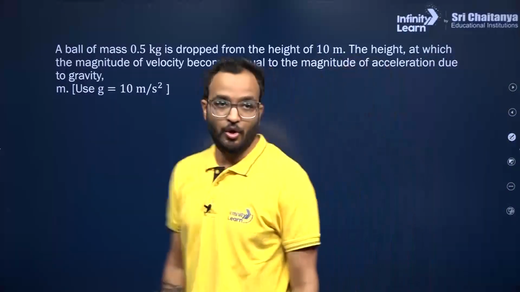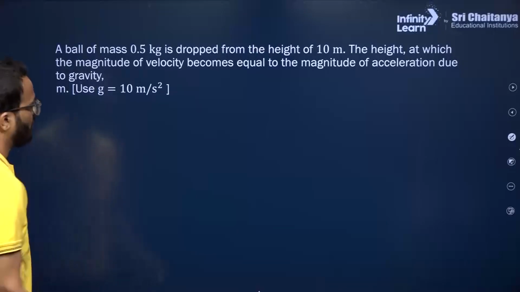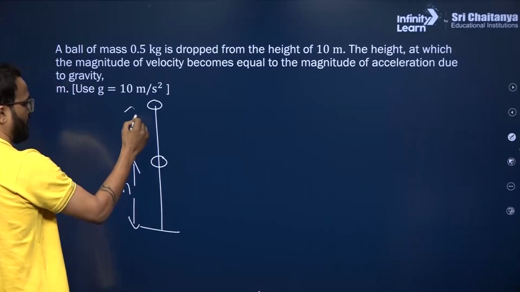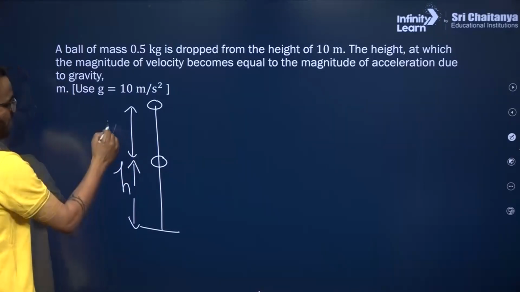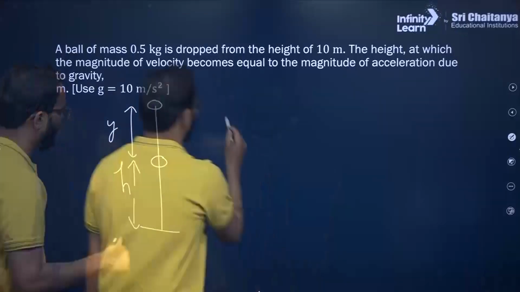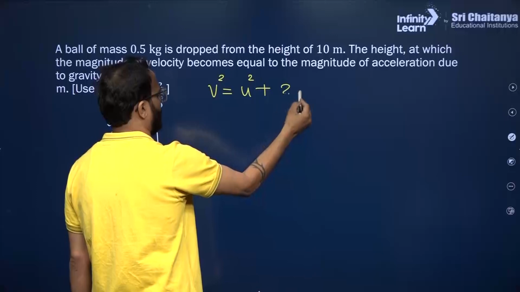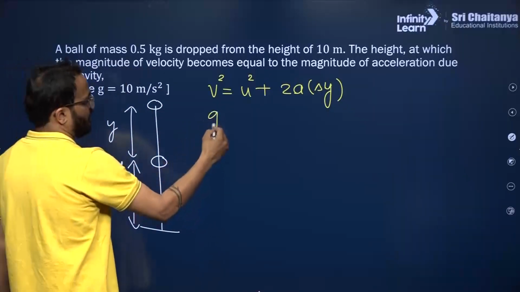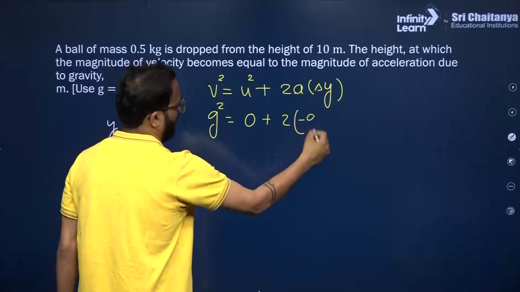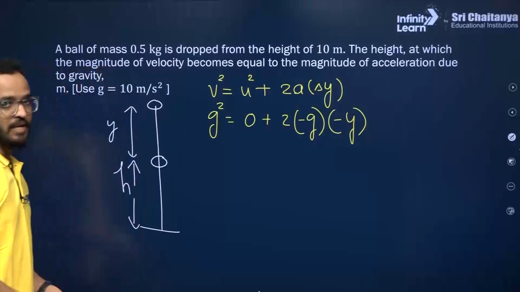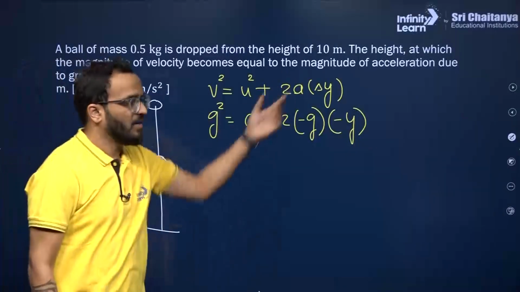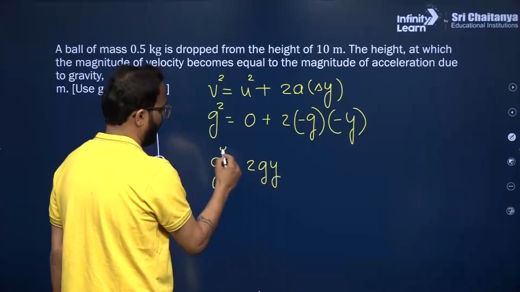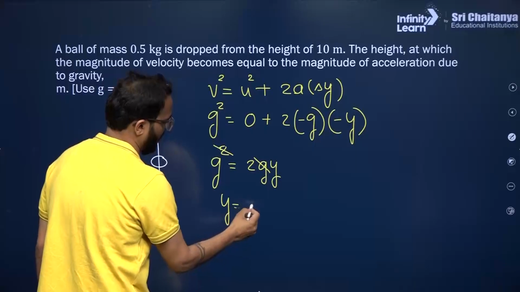Now a ball of mass 0.5 kg is dropped from a height of 10 meter. Find the height at which the magnitude of the velocity becomes equal to g. Let us say it is displaced by minus y. So we will say v square is equal to u square plus 2a delta y. Now, v is g, u is 0, plus 2 into minus g into displacement minus y, because acceleration due to gravity is downward, so I take it negative, and the displacement is also downward, so again negative. So g square will be equal to 2gy. Cancelled, so y will be 5 meter.